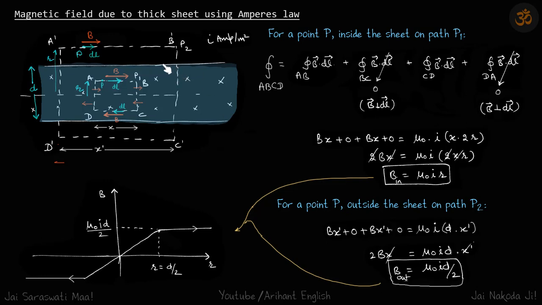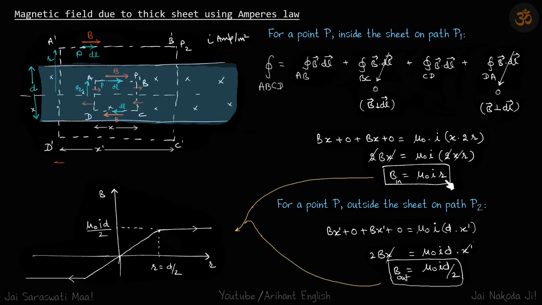Now I enclosed, so this line integral is equal to mu naught into I enclosed. I enclosed is this part. So area of this part of the sheet, which is X dash into thickness of the sheet, which is D. So this becomes I into X dash into D. So X dash will get cancelled. What will be left is B out is mu naught I D by 2, which is a constant.